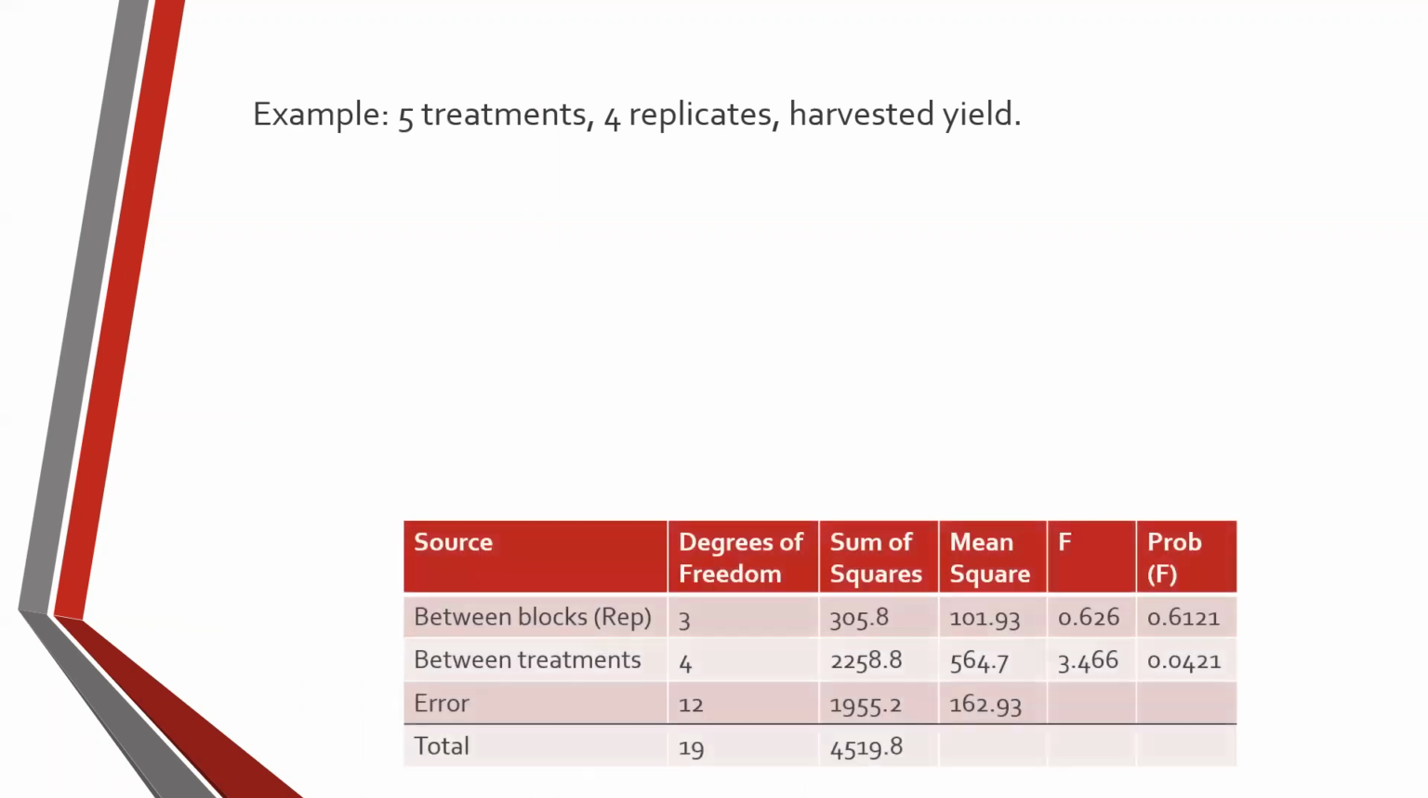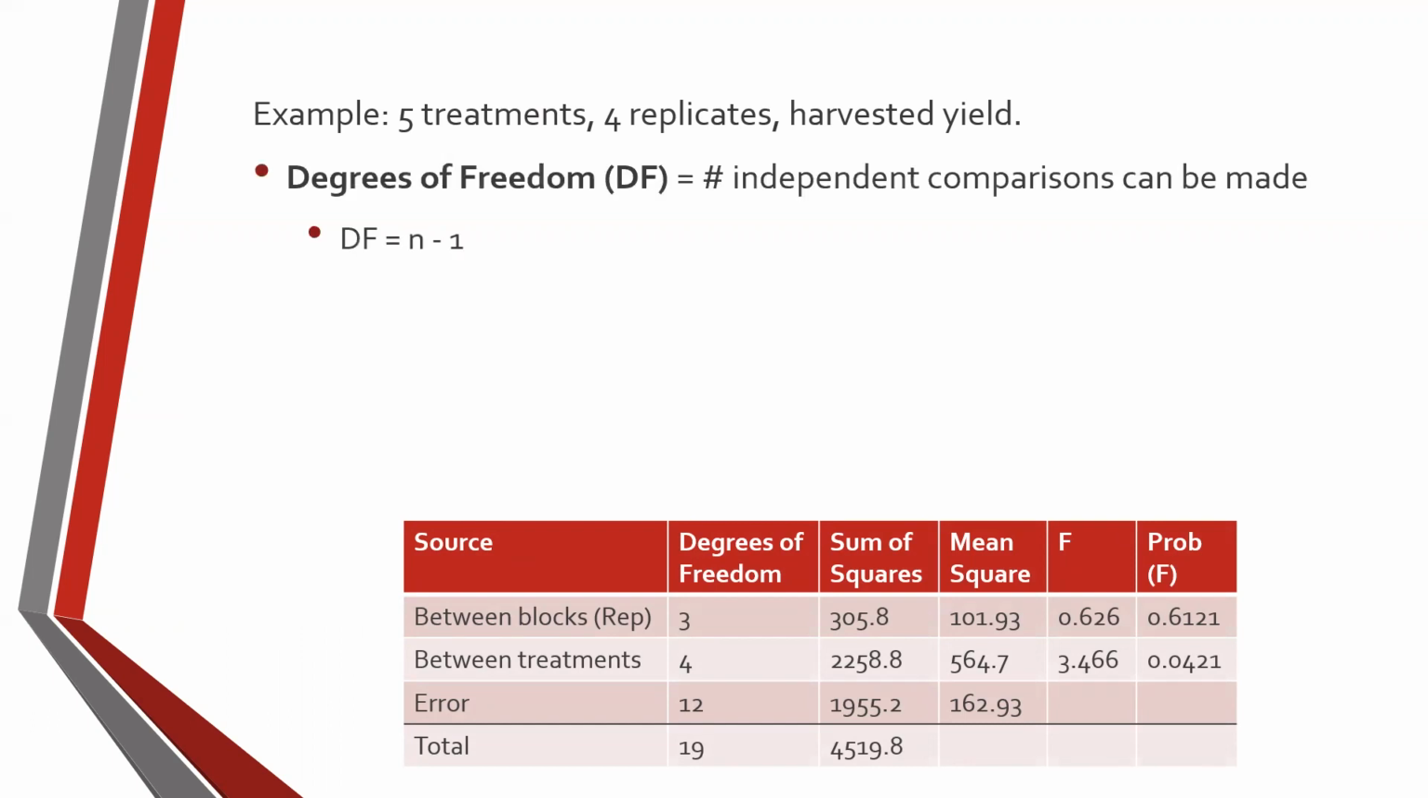Kind of putting it into practice real briefly, here is an example output from AOV, just a dummy trial with 5 treatments and 4 replicates. To break this up, the degrees of freedom is the first section here on the table. It's a little tricky to define, but it's the number of values in a final calculation that are free to vary. So with variance, your degrees of freedom is n minus 1. So for treatments, you would have 4 degrees of freedom.